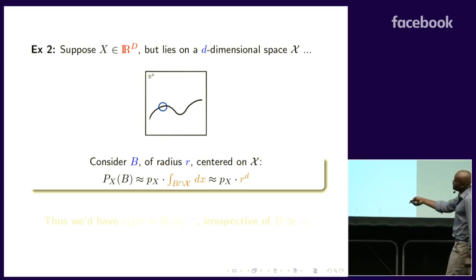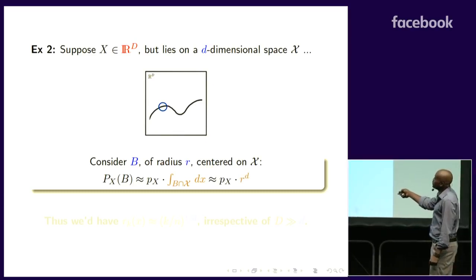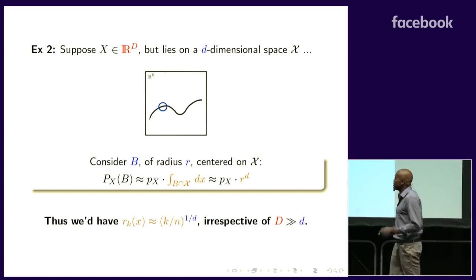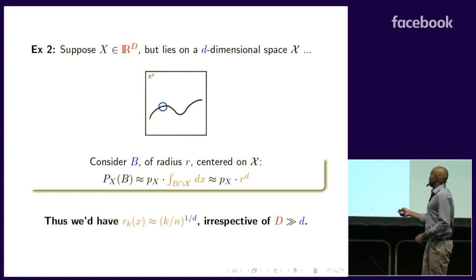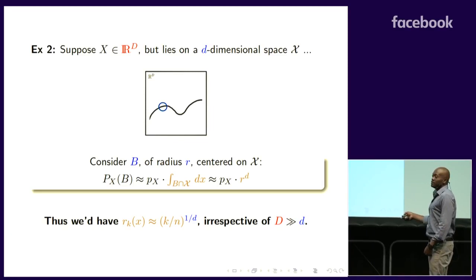And so what you'll get in the end is that p_x of B is of the order r to the little d, not r to the big D. And again, the effective dimension is just little d. Okay? So the key message here is that irrespective of the very large ambient dimension, r_k of x is going to behave in terms of the intrinsic dimension. And the intrinsic dimension is defined by the metric and by where the data lies in the space.